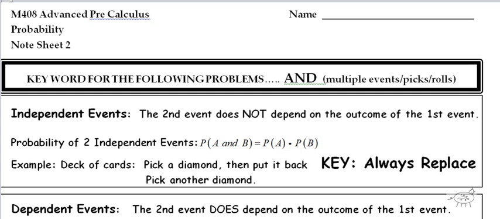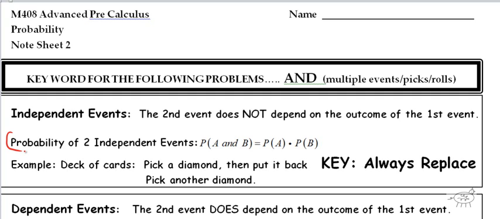The first thing we're talking about here is independent events. Basically, the second event does not depend on the outcome of the first event. They're completely independent of each other. This is the mathematics behind it, the probability of two independent events. If I say the probability of A and B occurring is the probability of A times the probability of B.